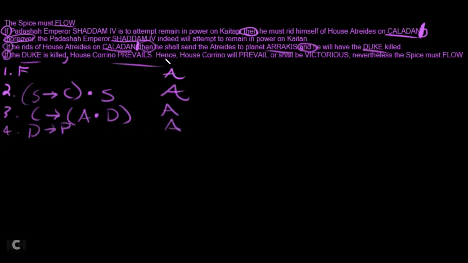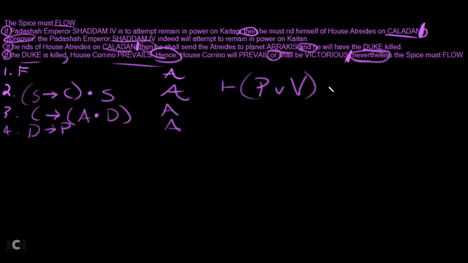Assumption number 4. Hence, which means here's what you're solving for. House Corno will prevail or shall be victorious, semicolon, which means there's the separation, so let's get this so far. House Corno will prevail or shall be victorious. Okay, which kind of or is that? It doesn't say but, not both, so it's inclusive. Okay. And since there's a separation here, I know this is grouped together.